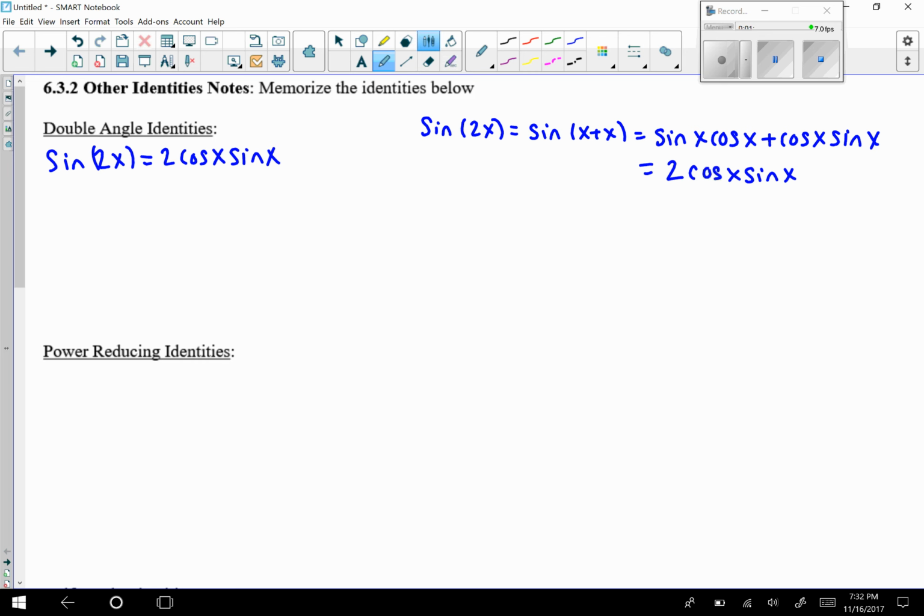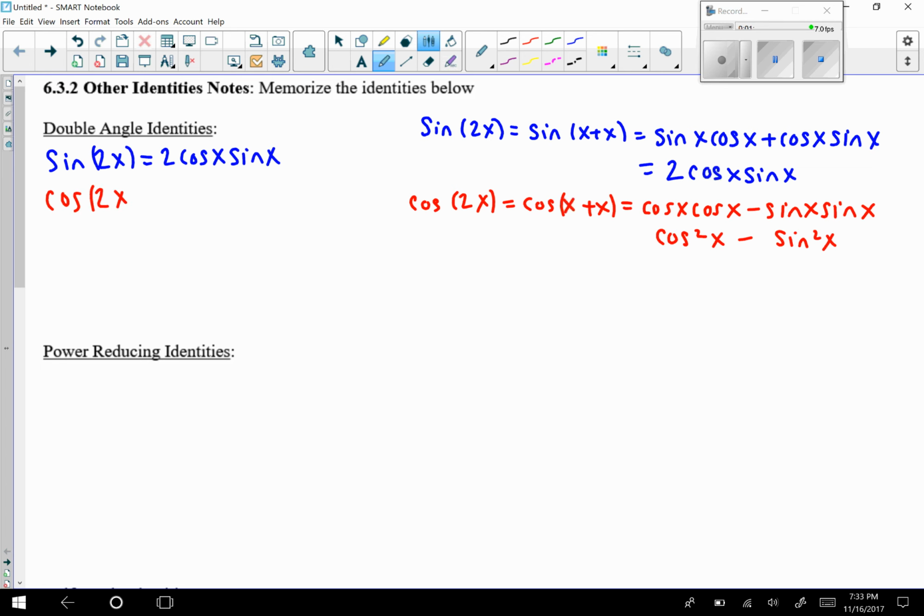And of course we have our cosine double angle identity, which we can do the same thing. So the cosine of 2x is equal to cosine of x plus x, which is cosine x times cosine x minus sine x times sine x by the cosine addition identity. So then we have cosine times cosine, which is cosine squared x, minus sine times sine, which is sine squared x. And so that's our cosine double angle identity.